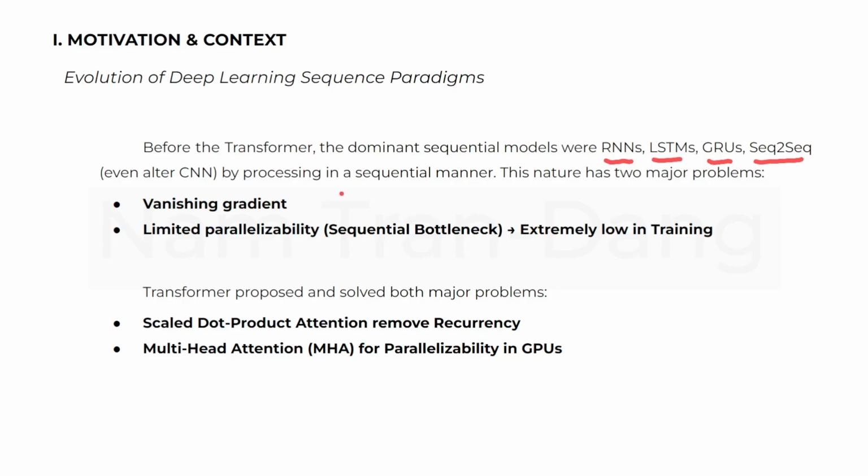problems. The first is vanishing gradient. Basically, the model will forget information if the context is increased. And the next one is limited parallelism. Because of the sequential nature, training is extremely slow. Then transformers were proposed and solve both problems by using scaled dot-product attention, which removes the recurrence and solves the vanishing gradient. The next one is using multi-head attention, which supports parallelism on GPU, and we will discuss it later.